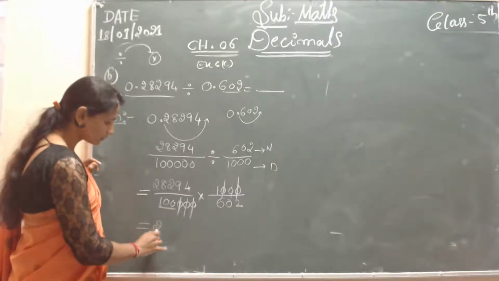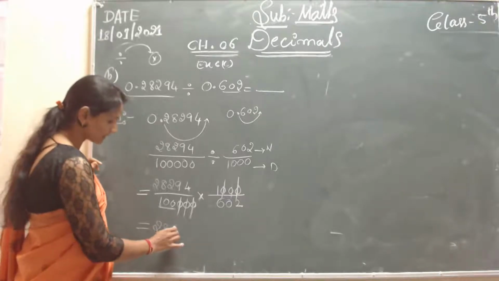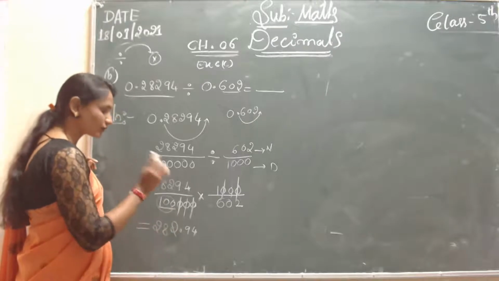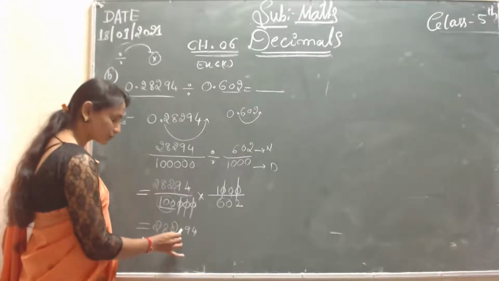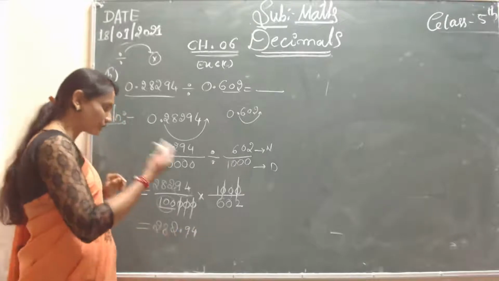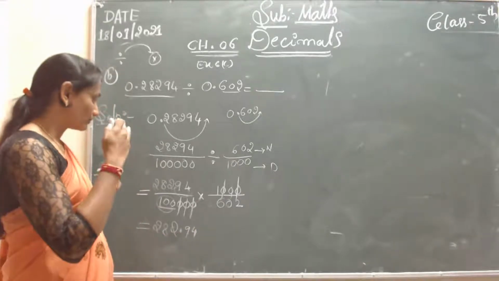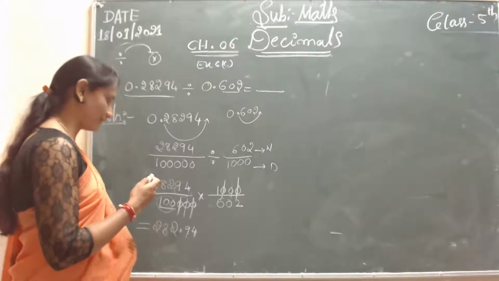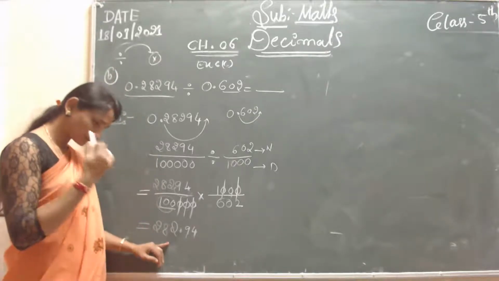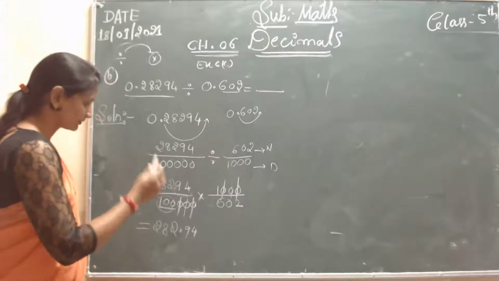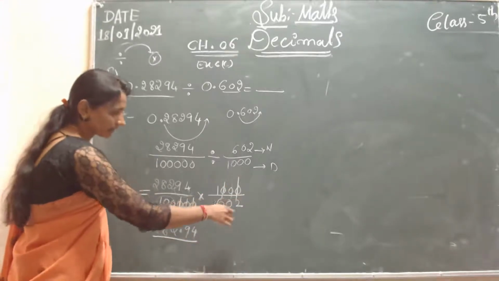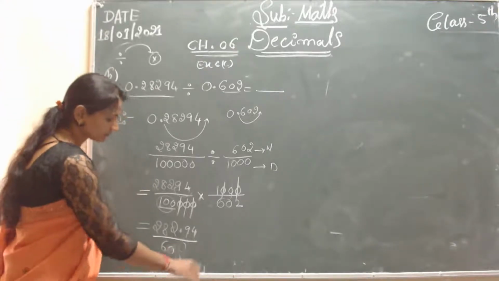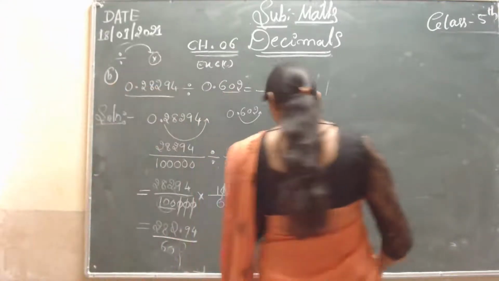What is the result? 282.94. Students, how many zeros here? 2 zeros, because I will put the point 2 numbers after, so you have to divide. 28294 by 100 divided means what is the result? That is 282.94. So students, what is left here? 1 by 602. That means you have to do division. That is the result. So you have to do the division now.